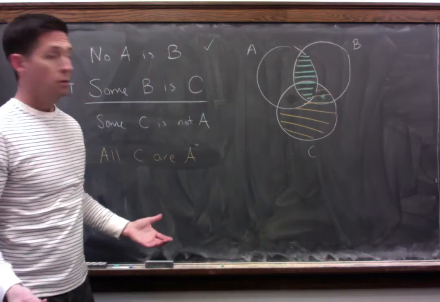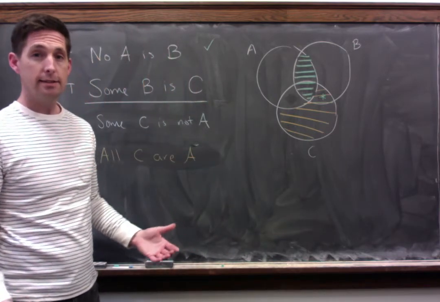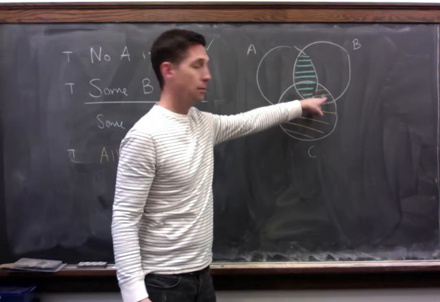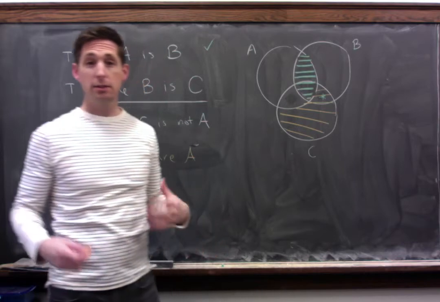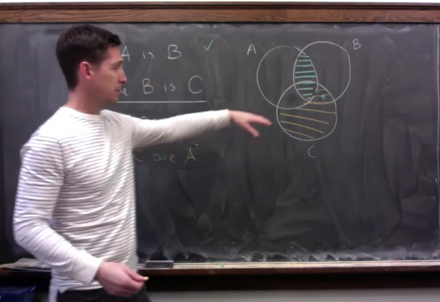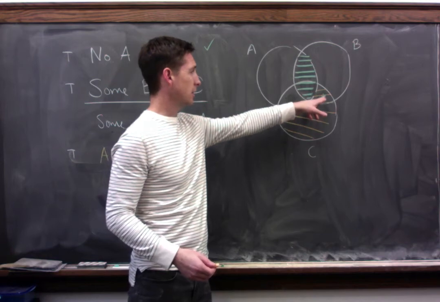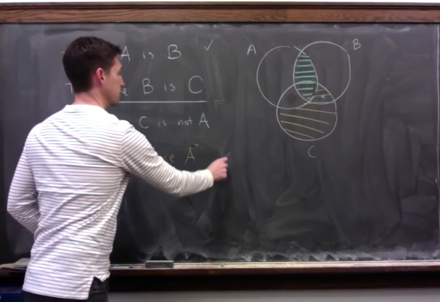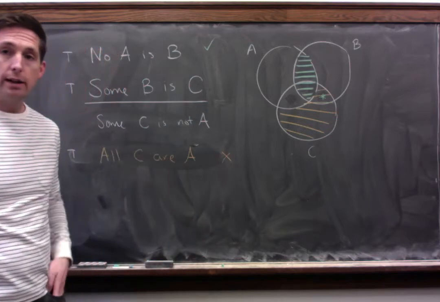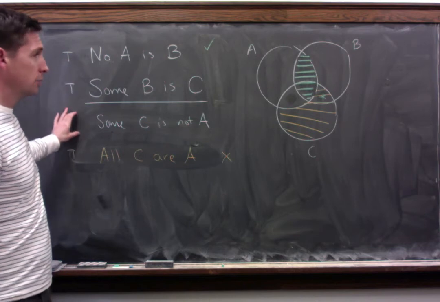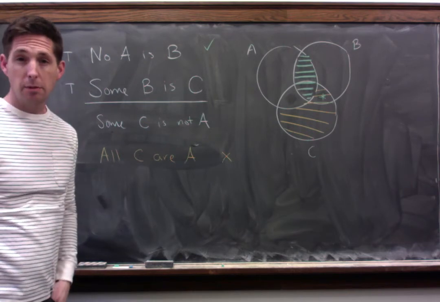But notice, we can't do that. We can't consistently shade out this whole region while also having something in that region, because the shading means there's nothing in there. It means it's unoccupied. So we can't complete the diagram. This diagram says that this region is unoccupied and occupied. That can't happen. So we can't draw a diagram of that, which means that there's no way to make the premises true and the conclusion false, which means the argument must be valid.